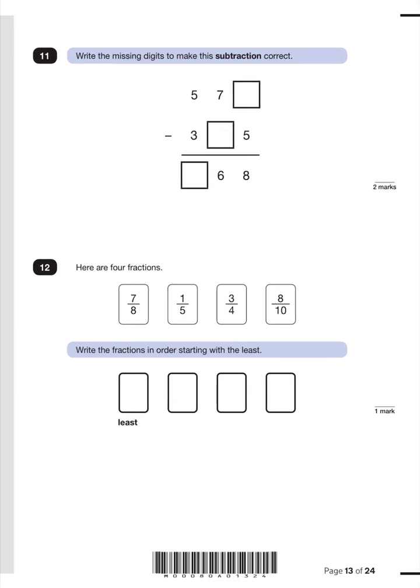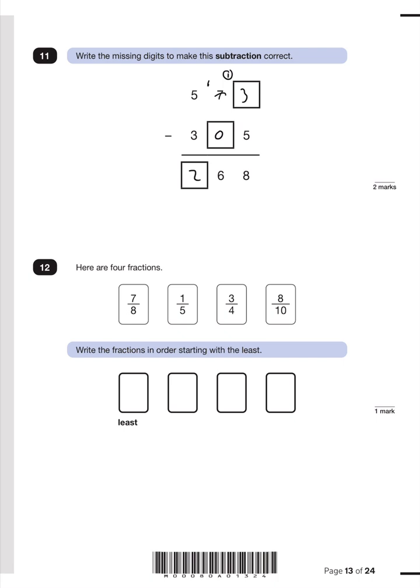Number 11. Write the missing digits to make this subtraction correct. It's a subtraction, so I'm going to work backwards to addition. 8 plus 5 is 13. I took this 1 from the 7 here to make it a 6. 6 minus blank is 6, so it would be 0. 5 minus 3 is 2.